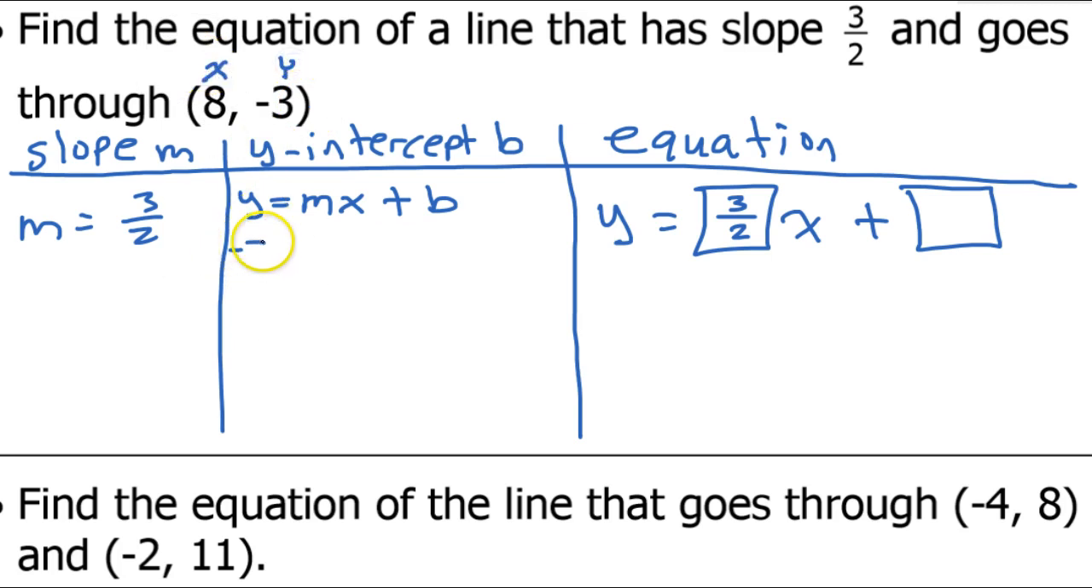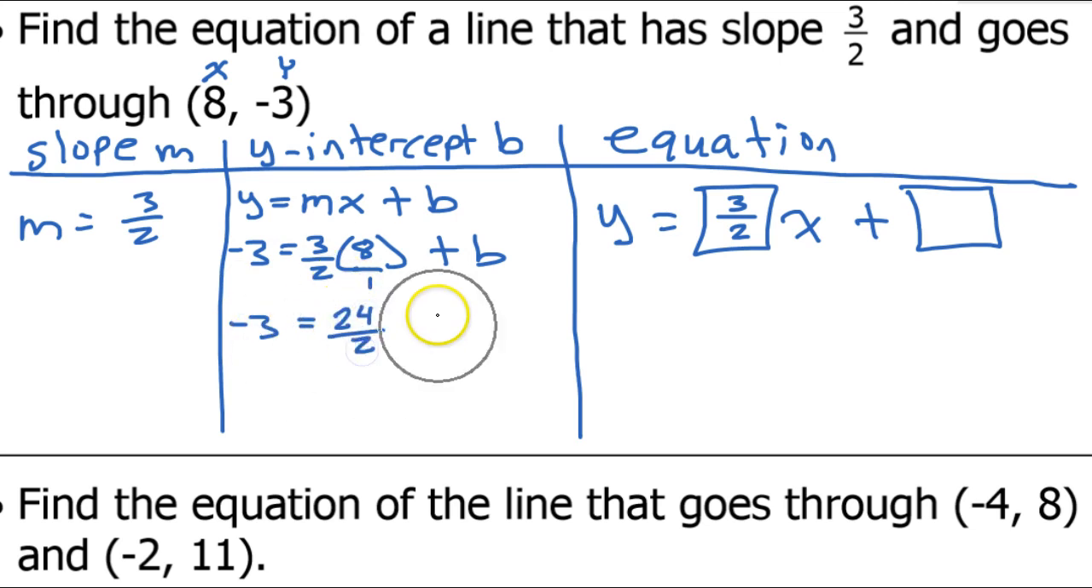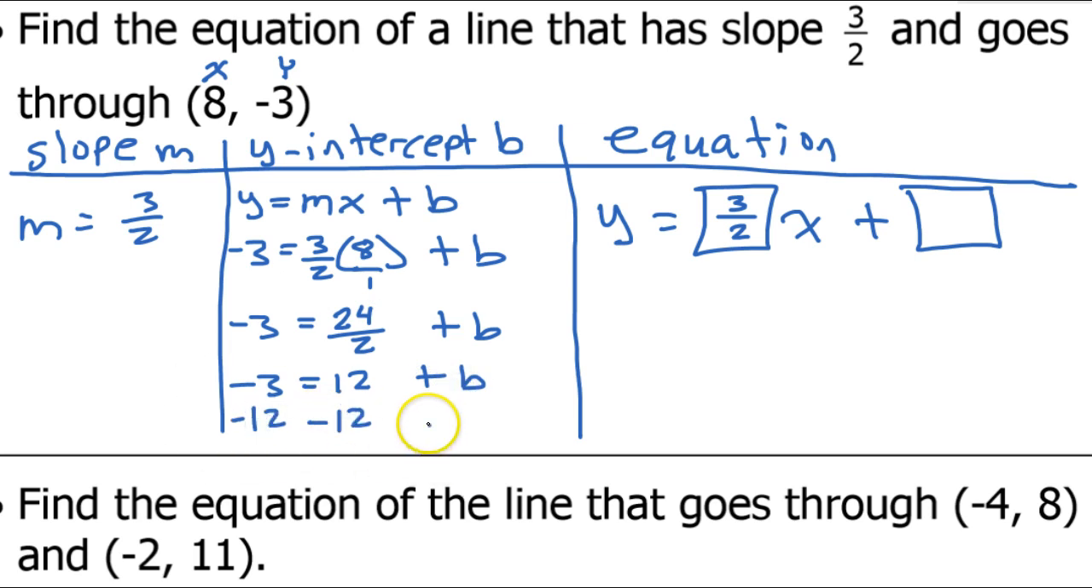That's why I'm going to put -3 equals, because that's the y. And then here comes the slope, 3 over 2. Now here comes the x, which is 8, plus b. So I'm going to use this to find b. Now this is like 8 over 1. So I have -3 is equal to 24 over 2 plus b. So that means -3 is equal to 12 plus b. Subtracting 12 from both sides, I find that b is equal to -15.